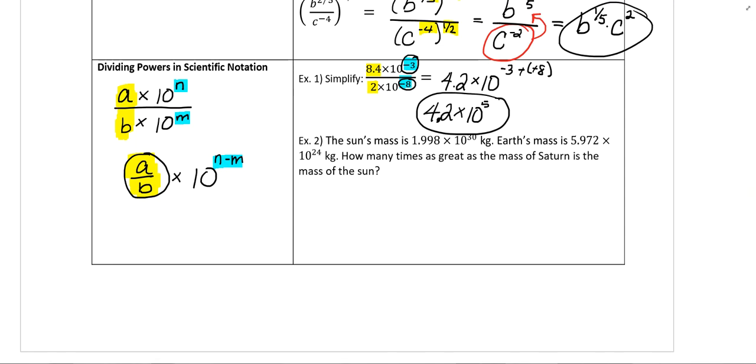Okay, there's a typo, if you may have already noticed, in example 2. This is supposed to say Earth, not Saturn. Okay, so the sun's mass is 1.998 times 10 to the 30 kilograms. So just to give you an idea of what kind of number that is, 1.998 times 10 to the 30th. Let's see if we can write that out. So that would move our decimal 30 places to the right.